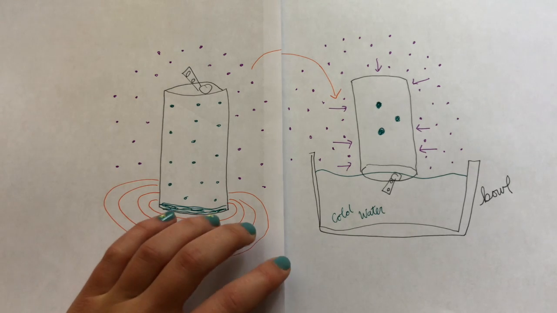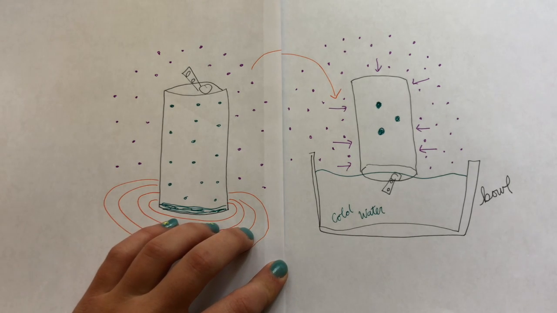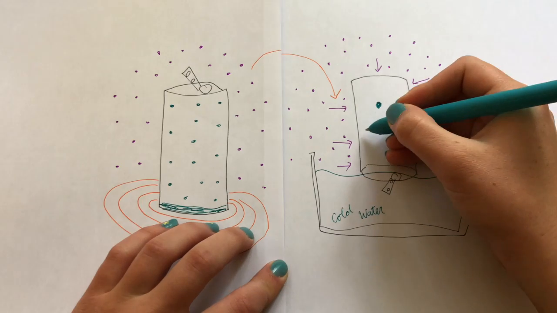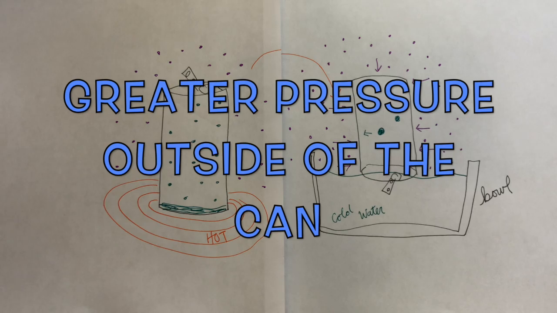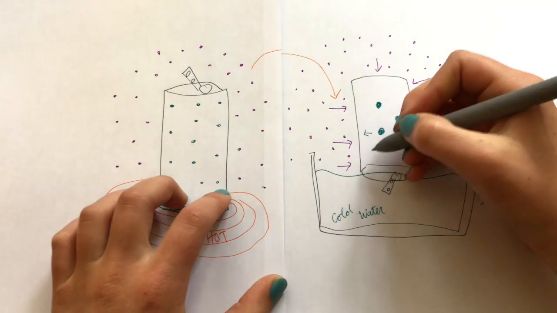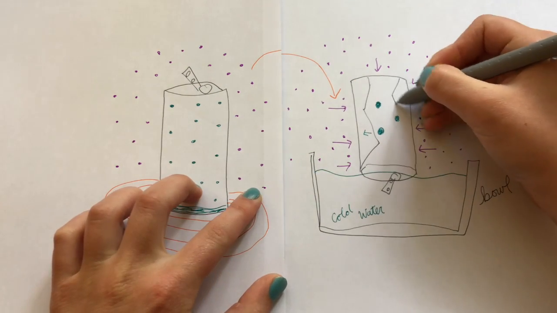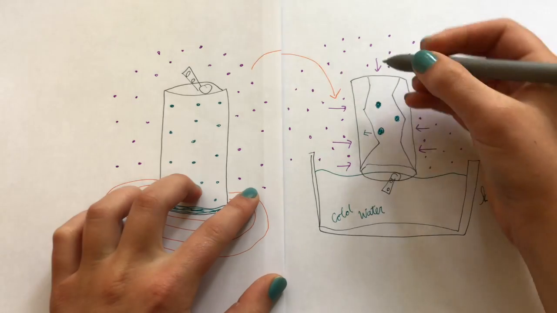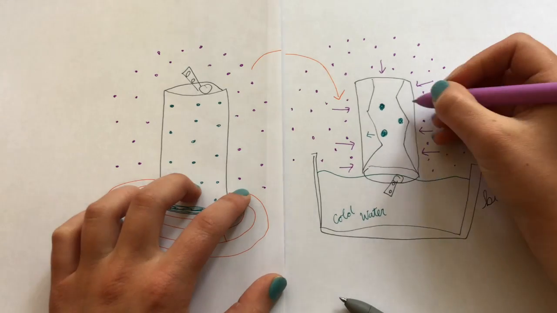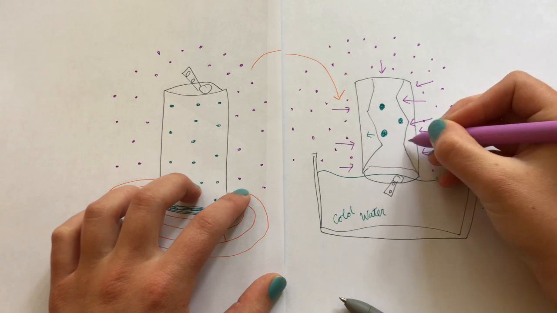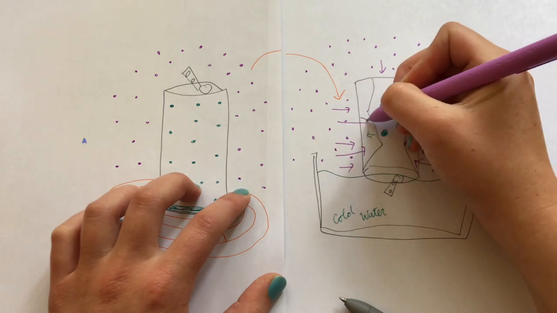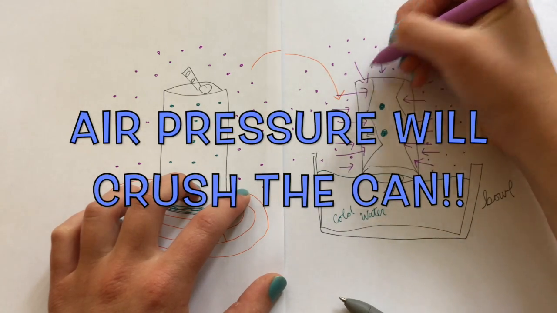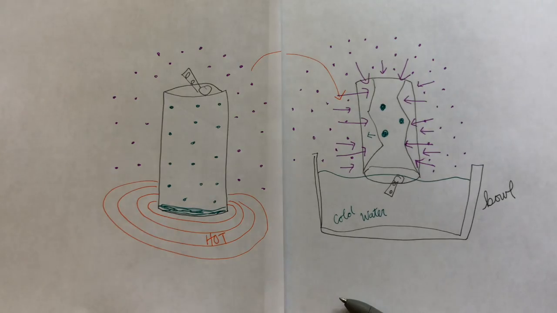But the water droplets inside don't have the same capacity just because of their sheer size to push out, which is going to force our can to implode because the air pressure from outside is pushing so hard. We know air is super strong that it will crush the can. And there we have it. Air is pretty fantastic.